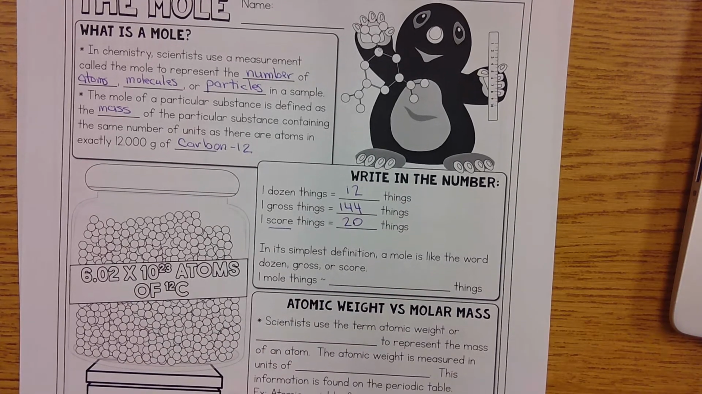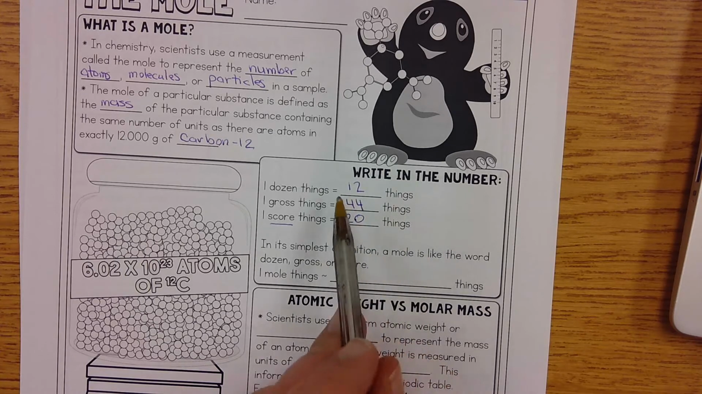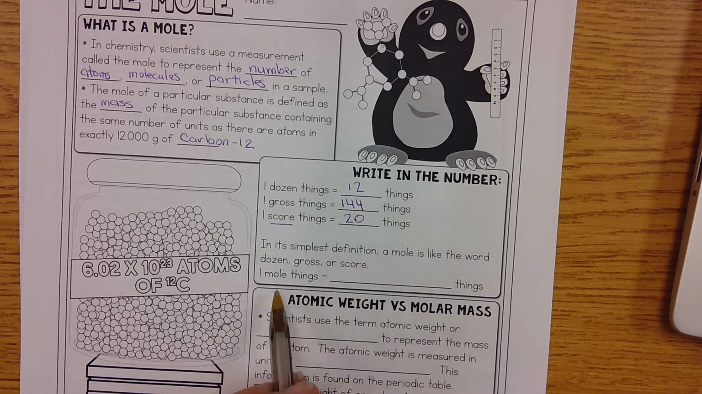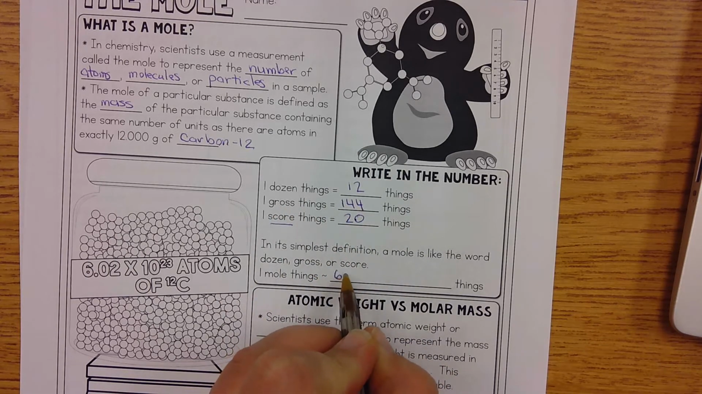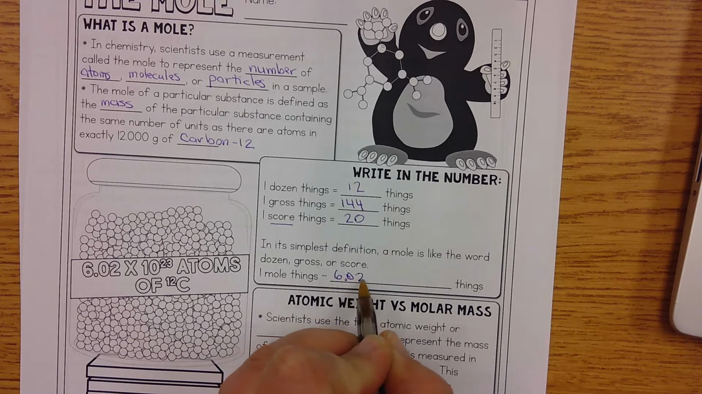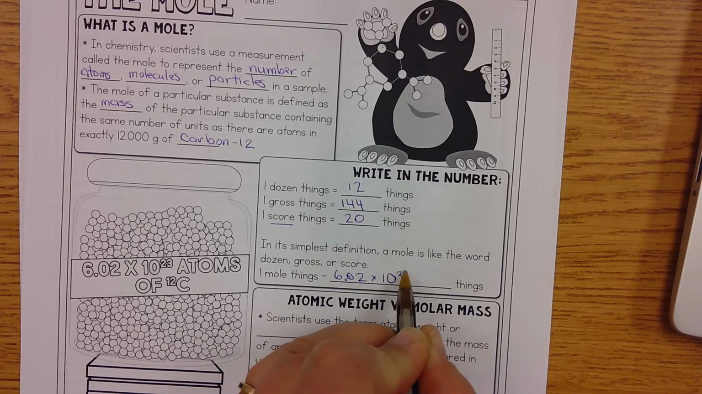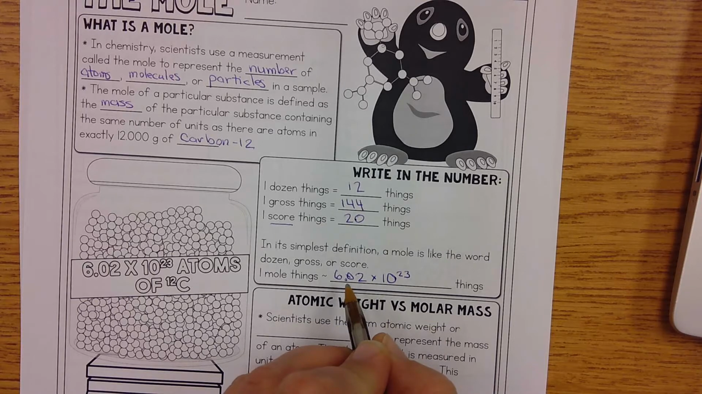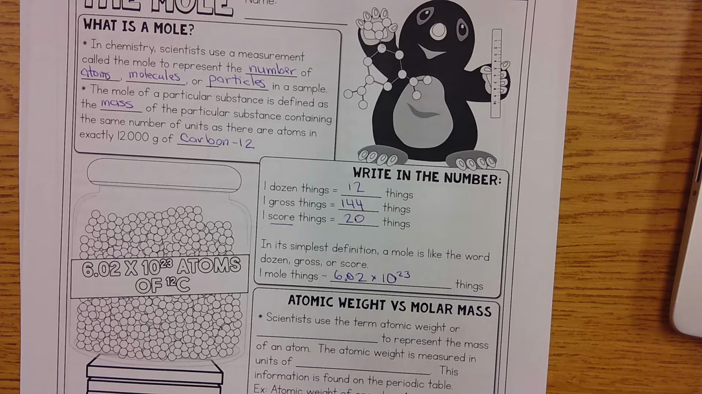Okay, and so when we talk about the mole, same type of thing. A dozen things is 12. A mole of things is 6.02 times 10 to the 23rd, which is basically 6 with 23 zeros after it. Right, so an incredibly large number.